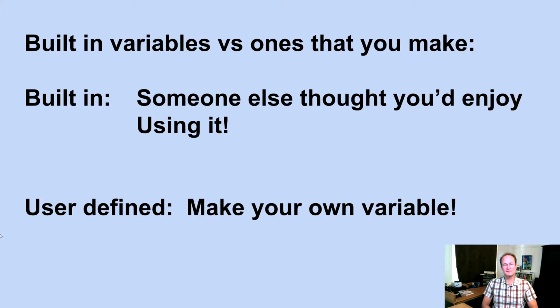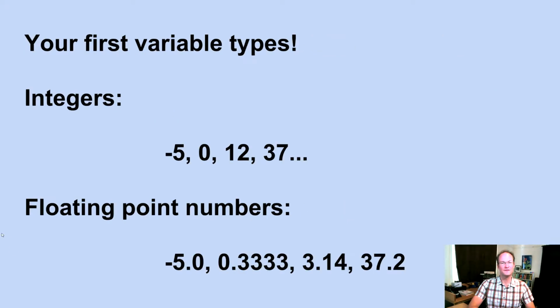User-defined variables are just ones that you make. And we'll go over how to name these and how to use them in just a moment. The first two variable types you're going to use in this class are integers and floating point numbers. Integers are just whole numbers, negative and positive. Floating point numbers, or floats, are any time you think you might need to have a decimal or a fraction of a number, you need to use a float, including pi or 0.5, anything like that.